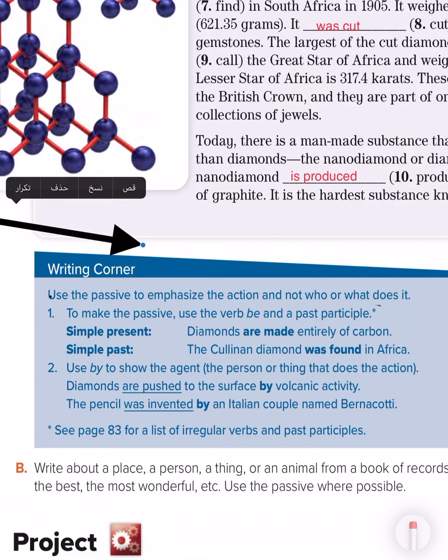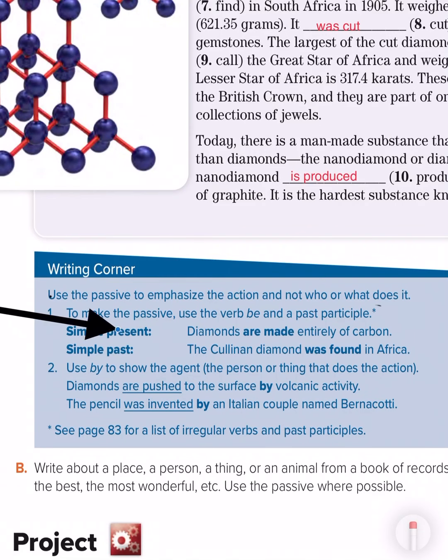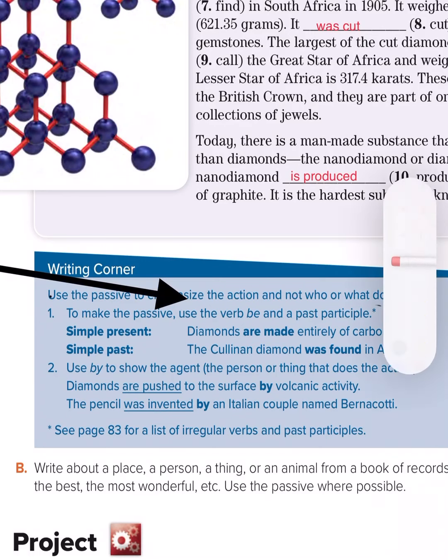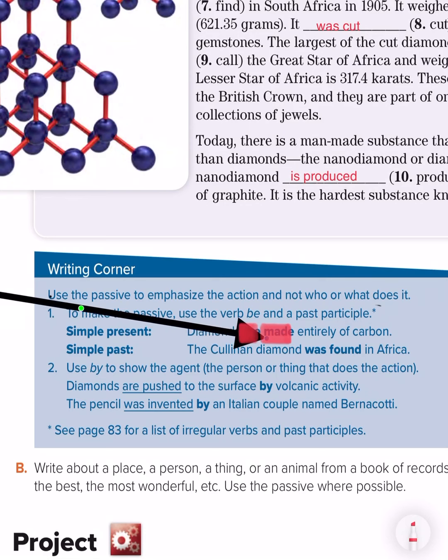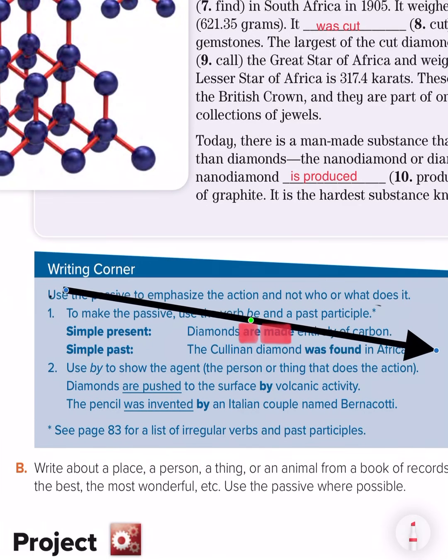Then look what do we have here. Simple present: Diamonds are made. So we have here, as you can see, the verb to be, then the past participle of the verb make. So the base form is make. Diamonds are made entirely of carbon. Simple past, as you can see here: the Colonial diamond was found in Africa.